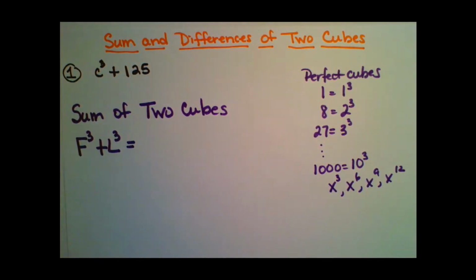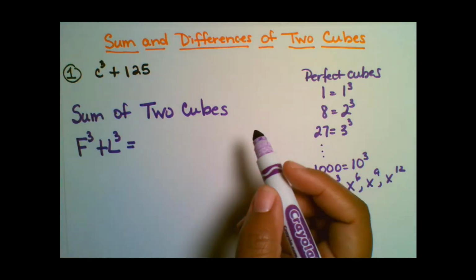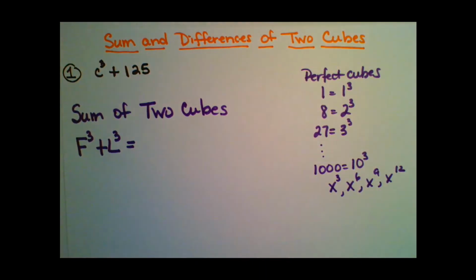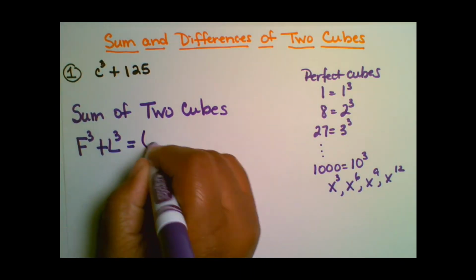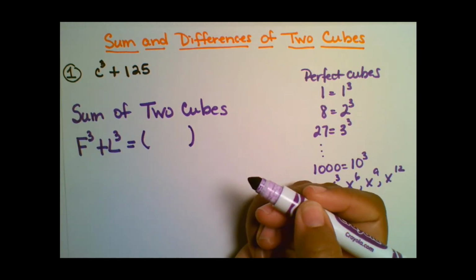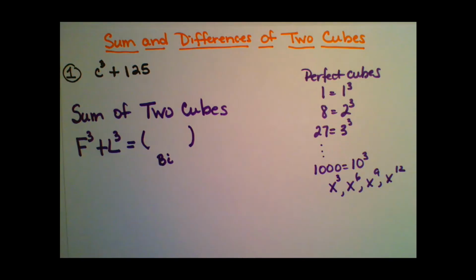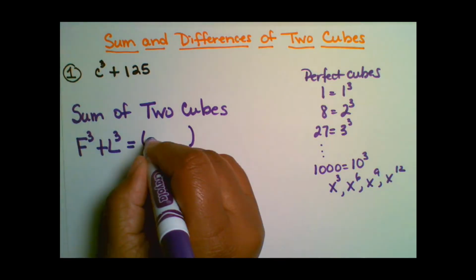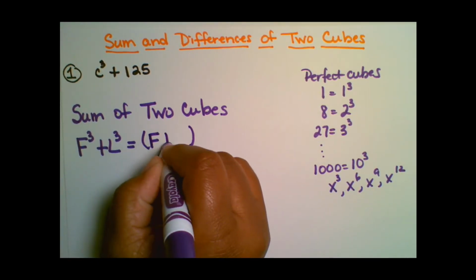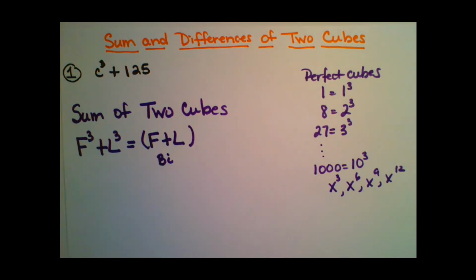This is how you recognize if your binomial is a perfect cube. You have two terms. The first and last terms must be perfect cubes. So your answer is going to be in the form of two parentheses, but your first parenthesis is going to be written in binomial form. So I'm going to show you how to find that one factor.